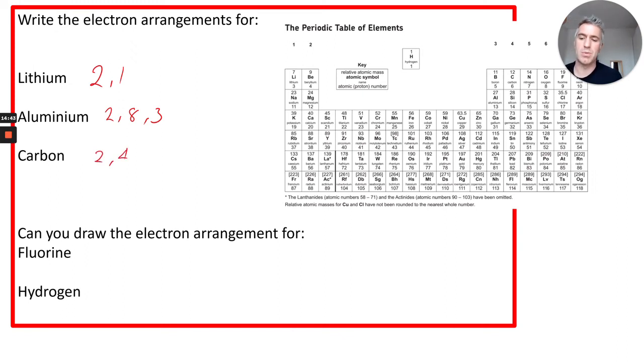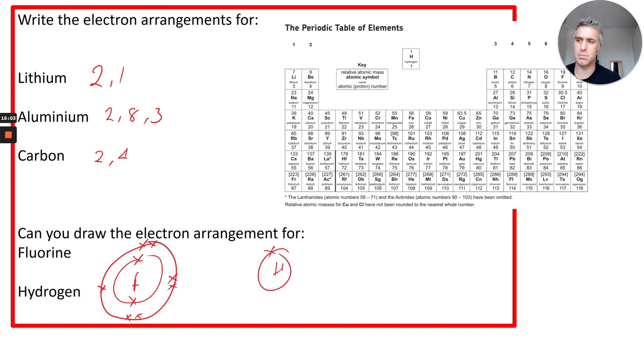Drawing the electron arrangement for fluorine. Fluorine is also in period 2, so you have to draw 2 shells. It's in group 7, so the outer shell has to have 7. So fluorine, inner shell has 2, the outer shell has 7. And hydrogen, easiest of all, but is in group 1 and period 1, so it has one shell with one electron. Easy.